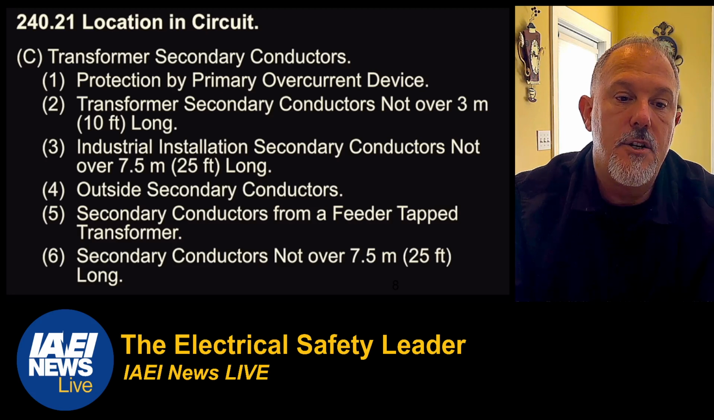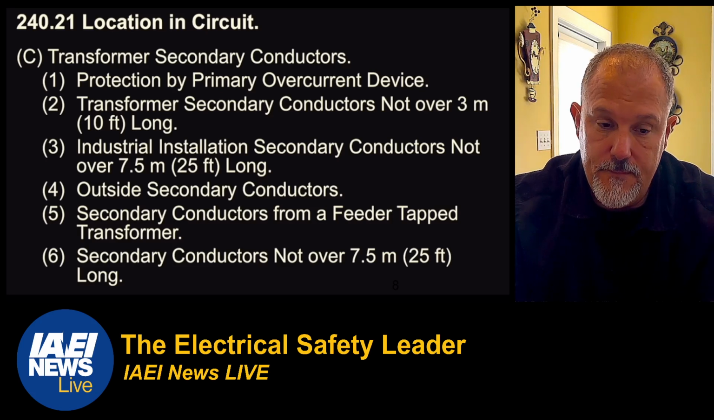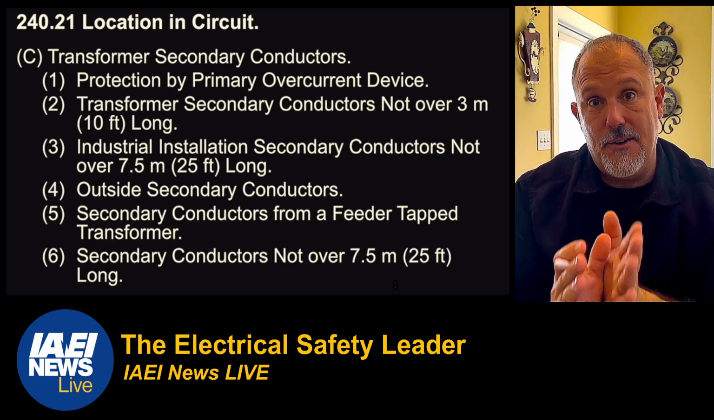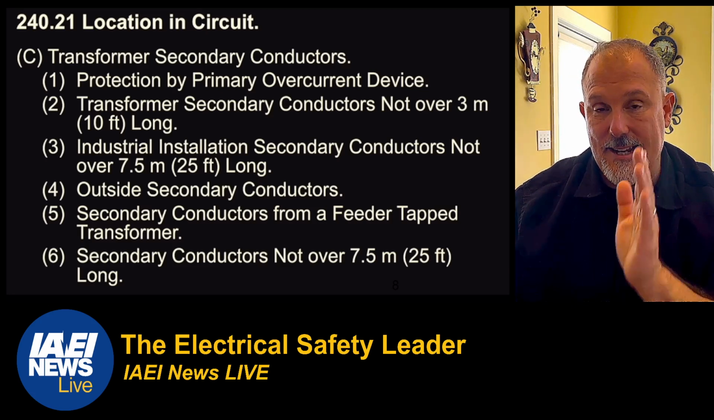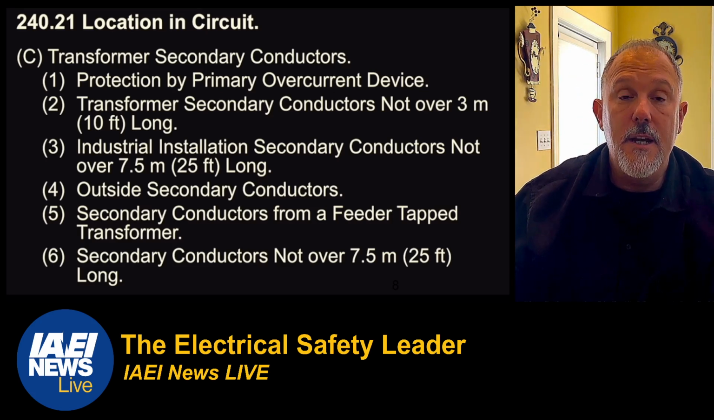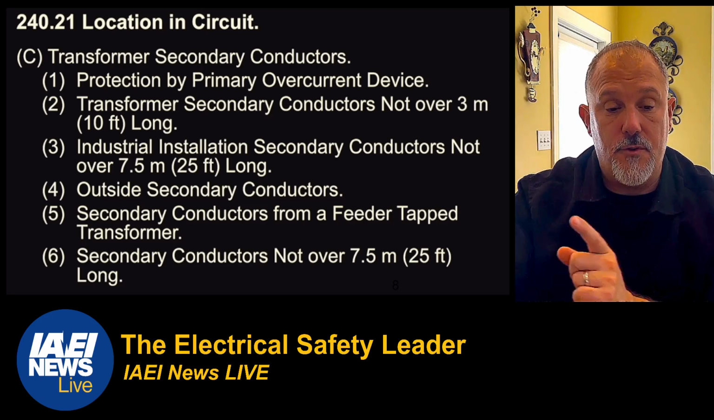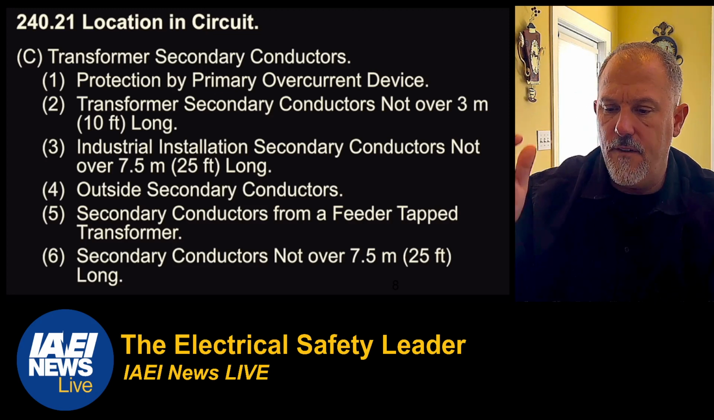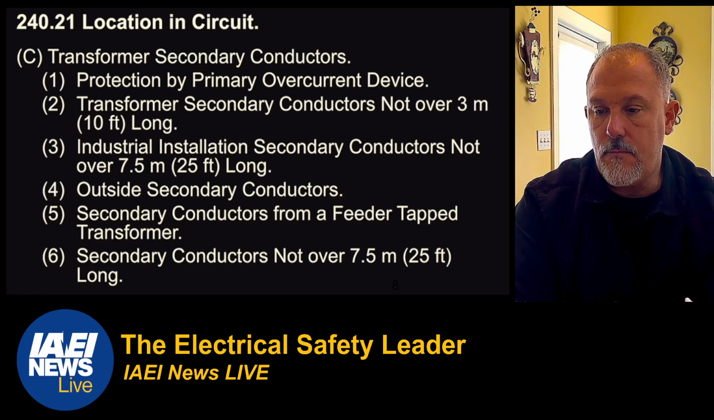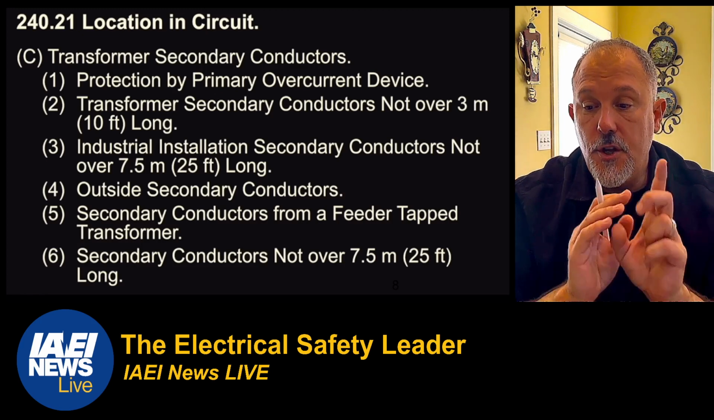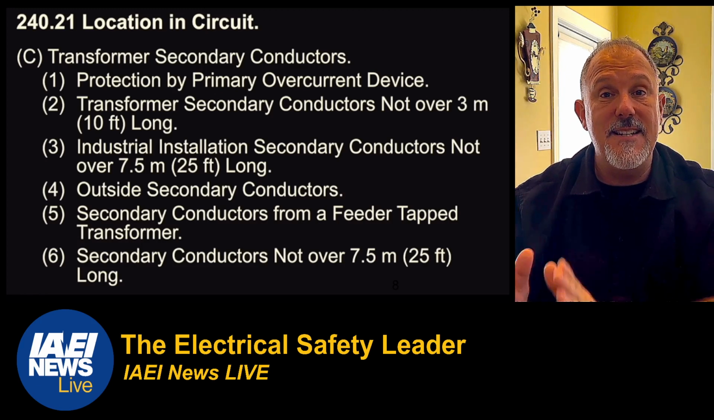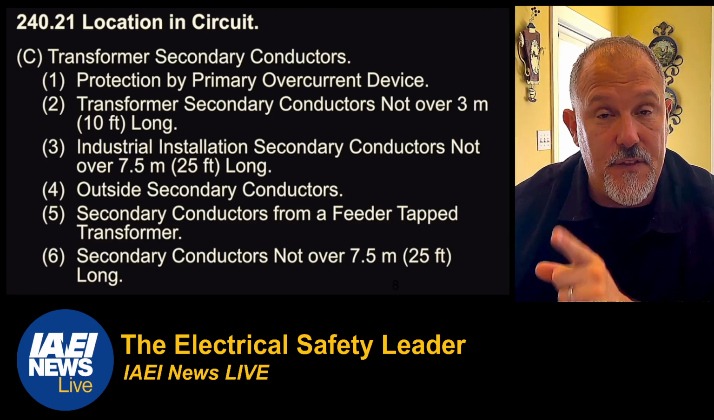240.21(C)(1). Now, so that tells you that that secondary is going to have to be restricted by length. It's going to have to follow the rules of (2), (3), (4), (5), or (6). Now, (2), and you're going to see this is similar to the tap rules that we just looked at for feeders.